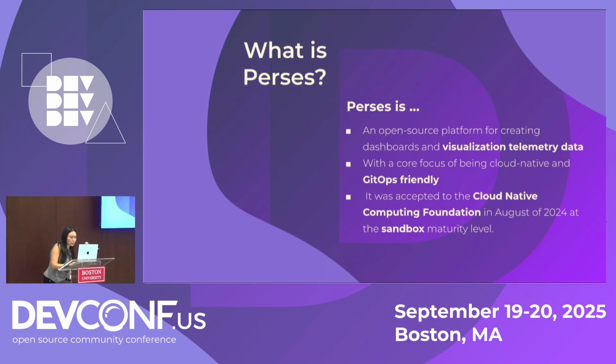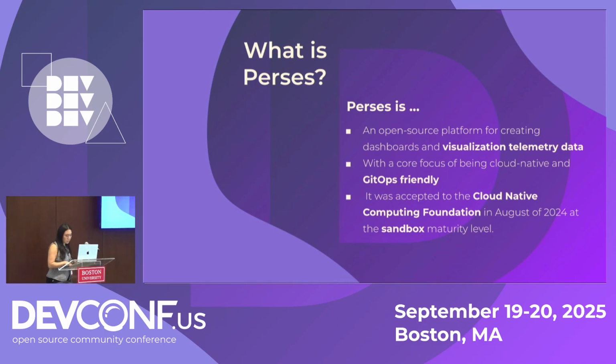Flip back to my notes again. So Persis is an open source project for creating dashboards and visualizing telemetry data. It was created by a maintainer from the Prometheus project to address some of the challenges of managing dashboards at scale with de facto tools like Grafana. So they wanted to improve upon the pain points in their observability experience by developing a tool that was more extensible, easily embeddable, and GitOps friendly.